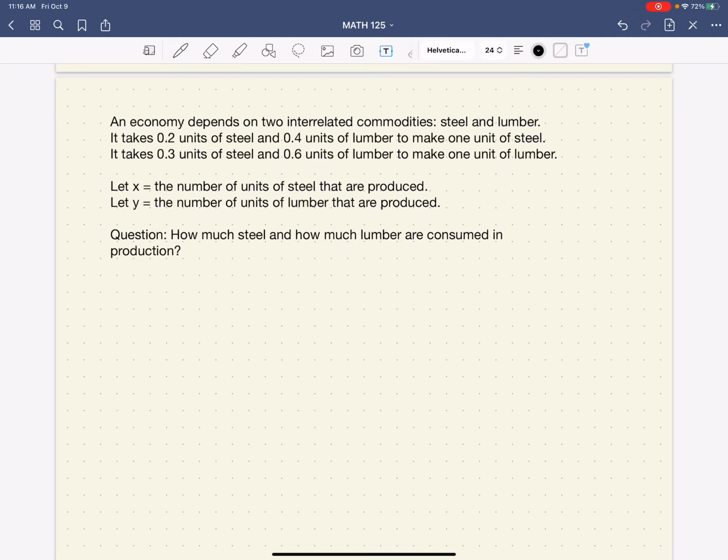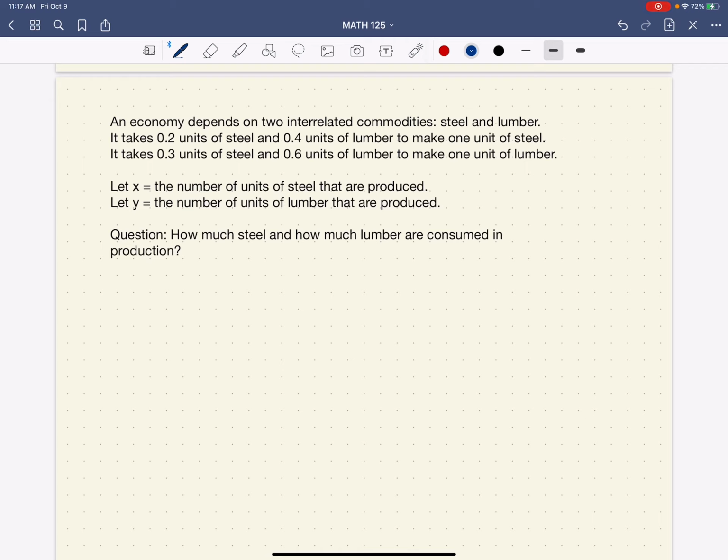Right, so what we have here is a situation in which a small economy depends on two interrelated commodities, steel and lumber. That means we produce steel and lumber, and each unit of steel and lumber requires some units of steel and lumber. So it's all kind of an ecosystem thing happening here. Thing about it, it takes money to make money. That's kind of what we're talking about here.